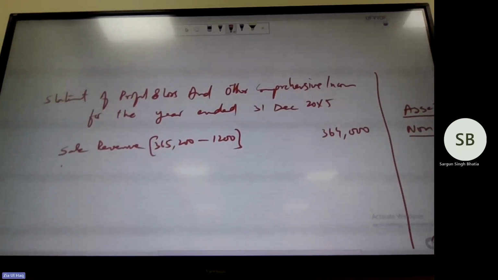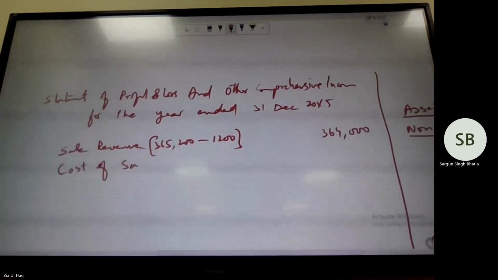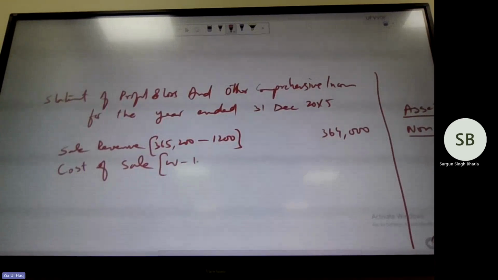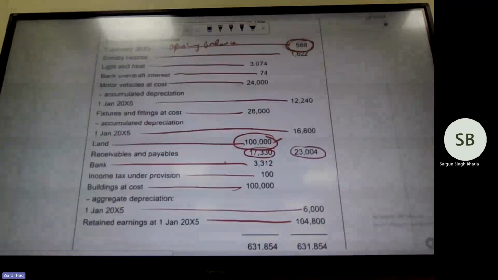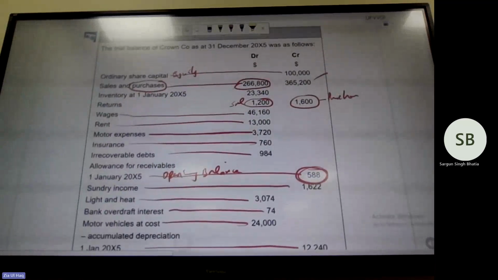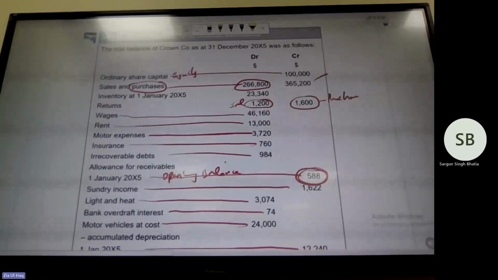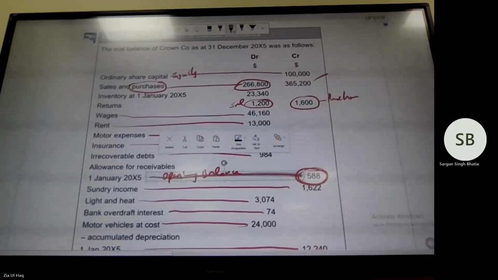And we need to subtract cost of sale. For cost of sale, we are going towards our working one to calculate cost of sales. How can we calculate cost of sales? There is opening inventory available in the question. What is the opening inventory? Can I start working one here? Yes, for cost of sale.